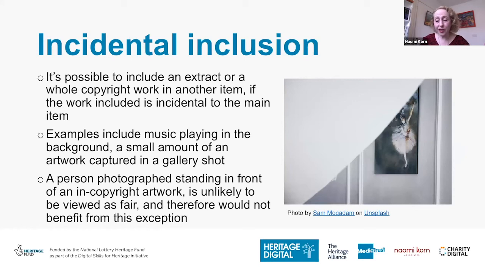Incidental inclusion, we've had this for years. What this means is that if you are taking a picture of a gallery space, if there are items in there that might be incidental to the main picture, that can be justifiable. And we've given you an example here from Unsplash of a photograph, and you can see the picture of the ballerina in the background that could potentially be used to justify the use of the incidental inclusion exception. And again, we'll be looking at this in more detail as part of our guide to copyright exceptions that will be coming out shortly.